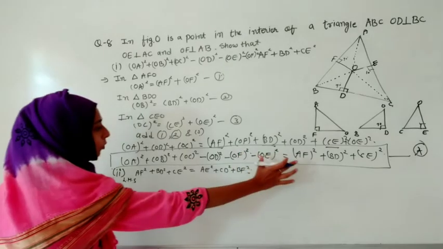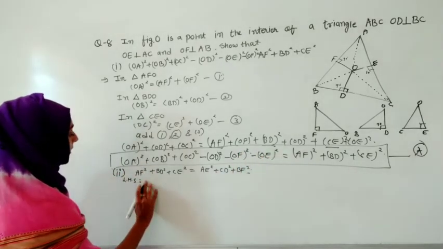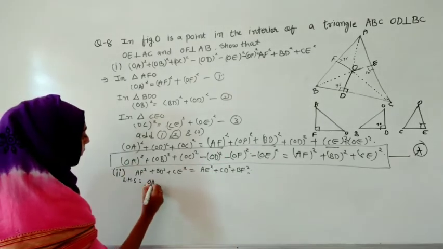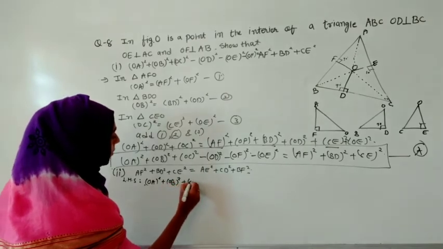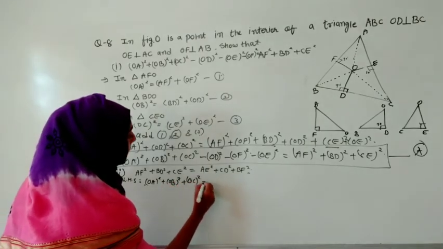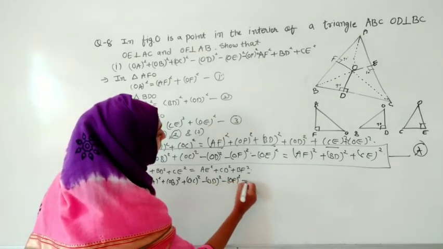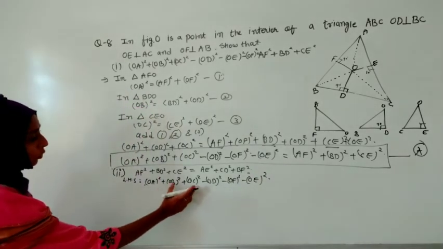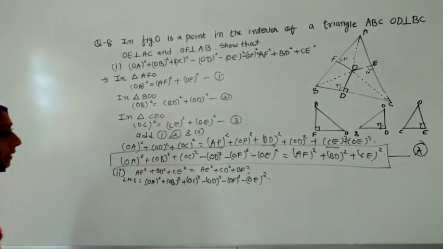So here from 1 what we can write, the left hand side is equal to AF square plus BD square plus CE square, so we will write from here OA square plus OB square plus OC square minus OD square minus OF square minus OE square. Now we have to modify it, we have to make one combination over here so that it can make AE over here.